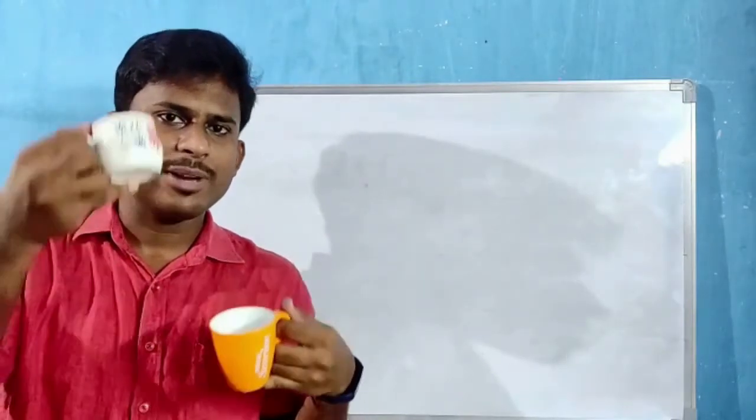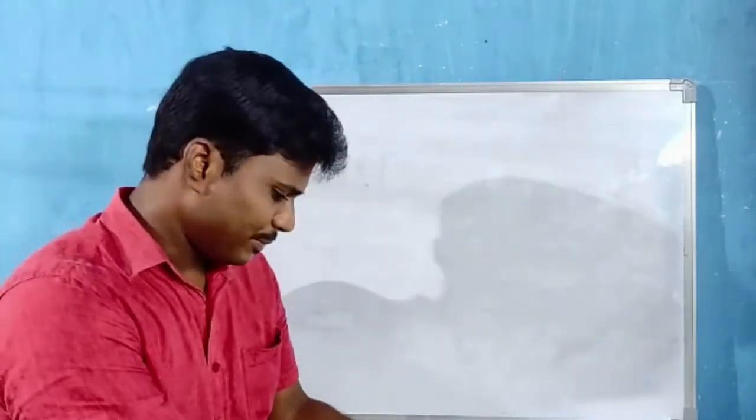Children, what are these? Do you know? These are teacups. In both my left hand and right hand I have teacups. Can you say in which hand I have the bigger teacup or smaller teacup? Yes, in my right hand I have the smaller teacup. In my left hand I have the bigger teacup. Very good.